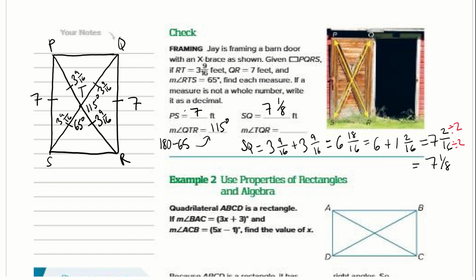Now we want to find angle QTR, or we found QTR. We want to find TQR. So TQR. All right, so in order to do this one, we note that this angle right here is actually congruent to this angle right here. And this is true for any rectangle.